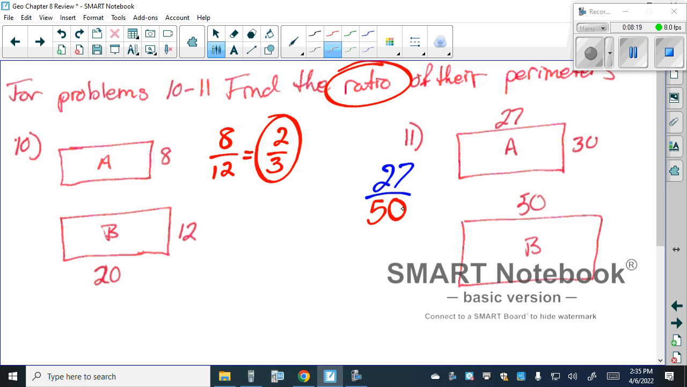And 27 over 50 reduces to what? Nothing. It's actually 27 over 50. There's no common factors between them. And that's all we have to do for these here. Questions on 10 and 11? Yeah. Because it's just asking for the ratio.